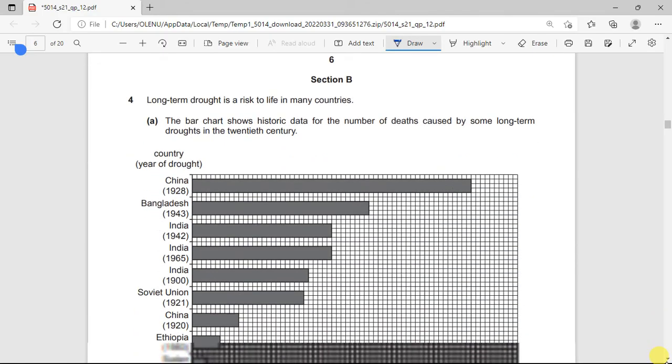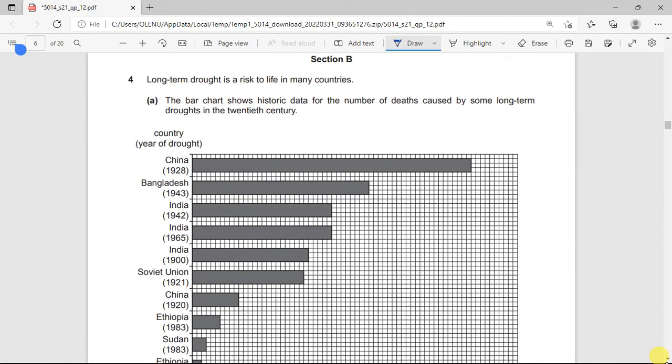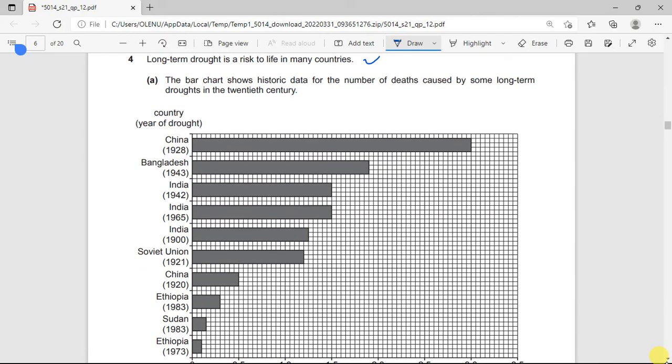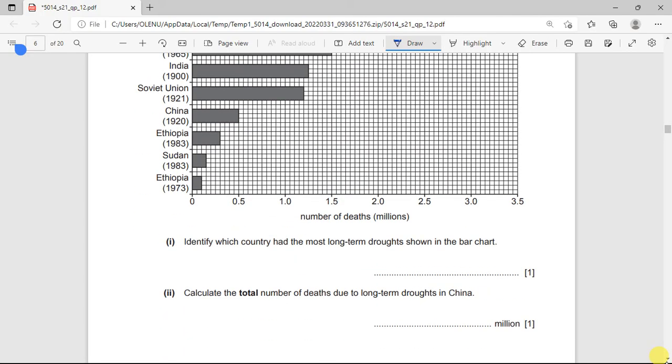So let's move to Section B. Long-term drought is a risk to life in many countries. The bar chart shows historic data for the number of deaths caused by some long-term droughts in the 20th century. If you look at country and year of drought, we have China down. So this is a bar graph.